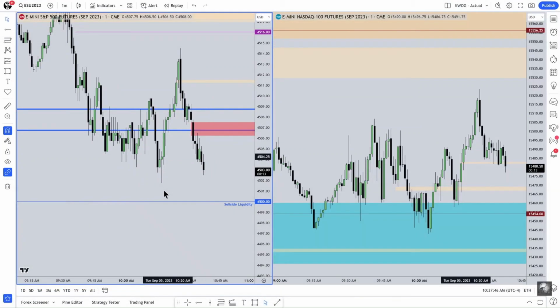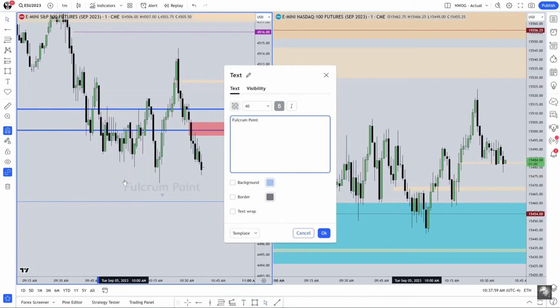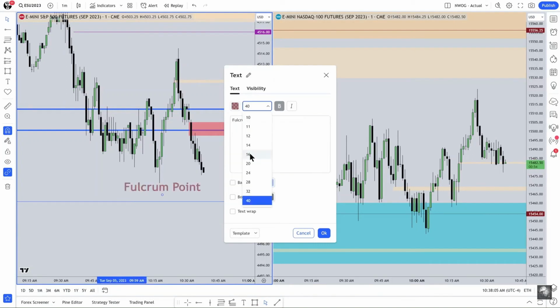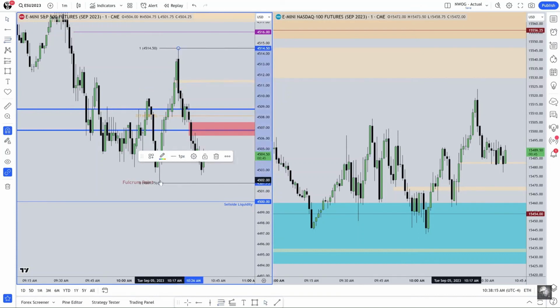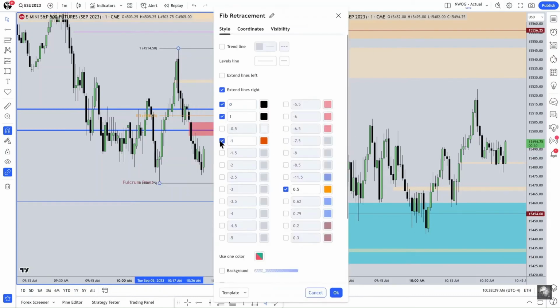This low can act as a fulcrum point. Okay, a fulcrum point for swing trading. Here, you can take a fib, take it to the high, down to the low that you suspect is a fulcrum point. And then on your fib, do one standard deviation negative and negative 1/2.